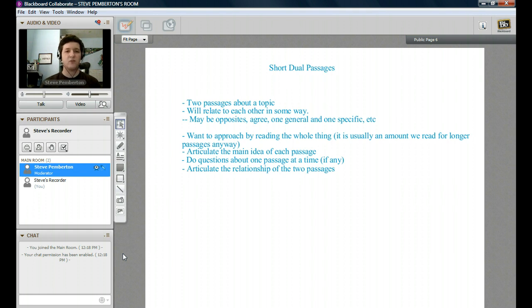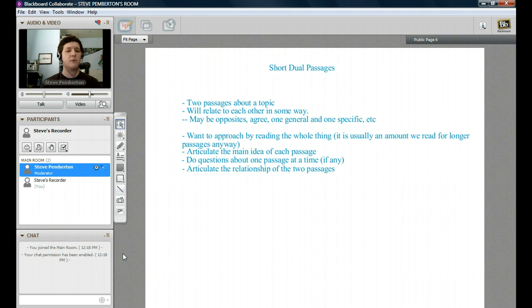Maybe one's kind of general, abstract, and gives a lot of rules about a topic or thoughts about a topic, and the other one's a specific application of those rules. And we can see how well it was applied. Or maybe there's another relationship that would come up. But it's going to be the relationship that matters. That's the unique question that emerges on this type of passage in one of the four questions that we have after the short dual passages.